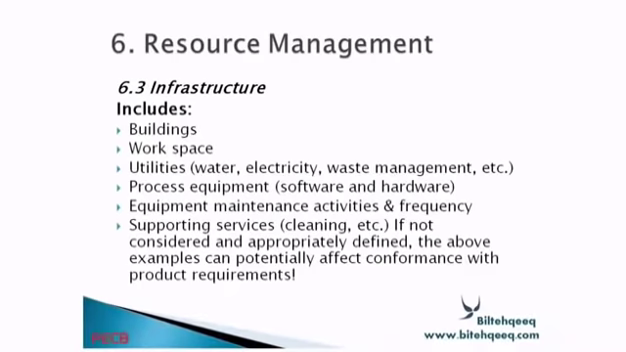And the next resource is the infrastructure. It includes buildings, workspace, utilities, water, electricity, waste management, etc., process equipment, software and hardware, equipment maintenance activities and frequency, and supporting services like cleaning. If not considered and appropriately defined, the above examples can potentially affect conformance with product requirements. So you have to provide the infrastructure which is necessary to develop or produce a quality product.